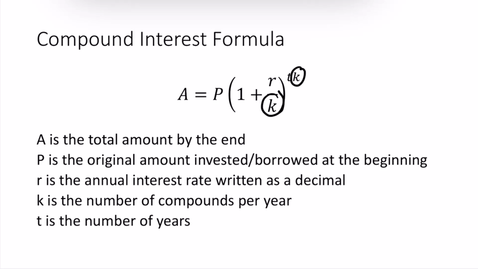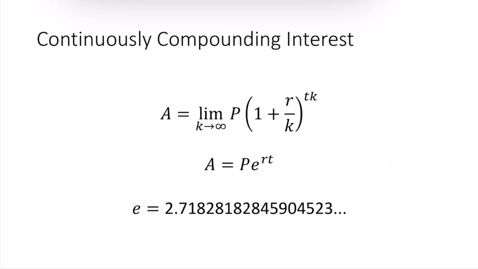And if you earn interest more often, then you'll have more interest to earn money on the next time you compound it. And because you'll make the maximum amount of interest as K gets bigger and bigger and bigger, there's an idea called continuously compounding interest, which is where you essentially compound the interest an infinite amount of times. So this is calculated with a limit, which is a calculus concept.